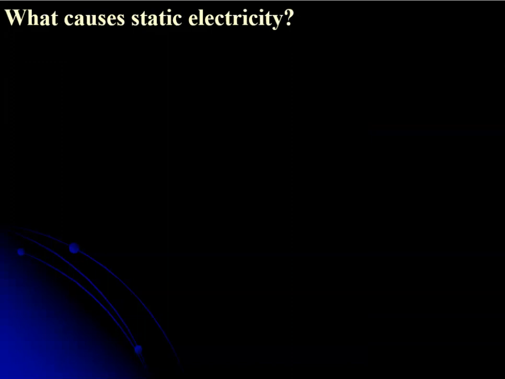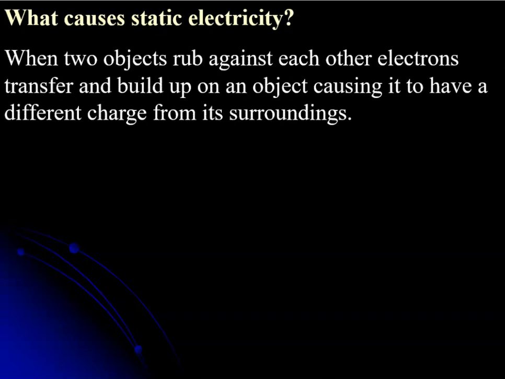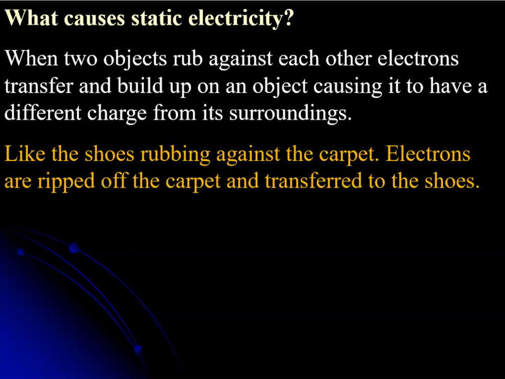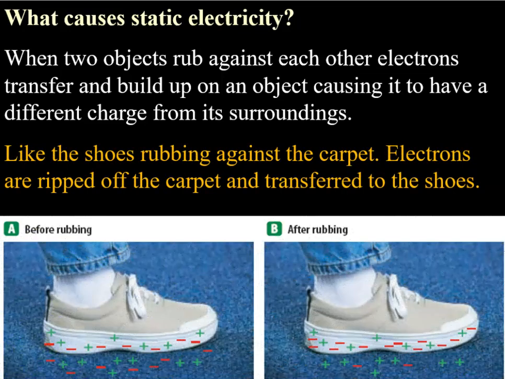So what causes static electricity? Static electricity is caused when two objects rub against each other and electrons transfer and build up on an object, causing it to have a different charge from its surroundings. That was just like the balloon rubbing on the sweater. It's also the same as shoes rubbing against carpet. When you walk on carpet, the electrons are ripped off the carpet and transferred to your shoes.